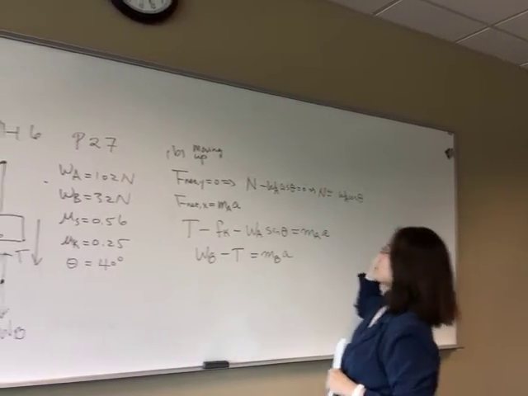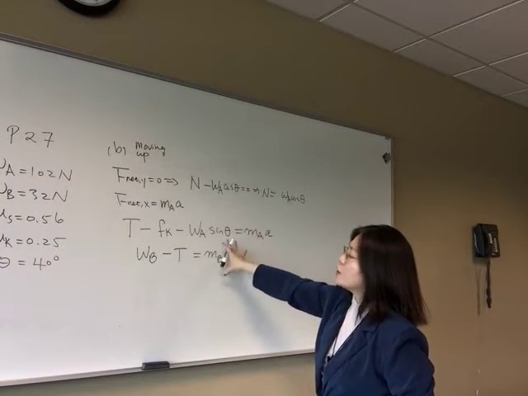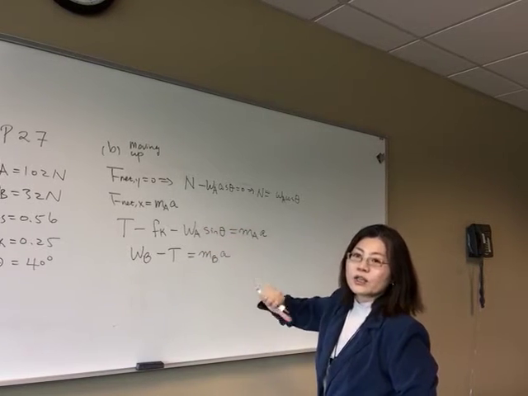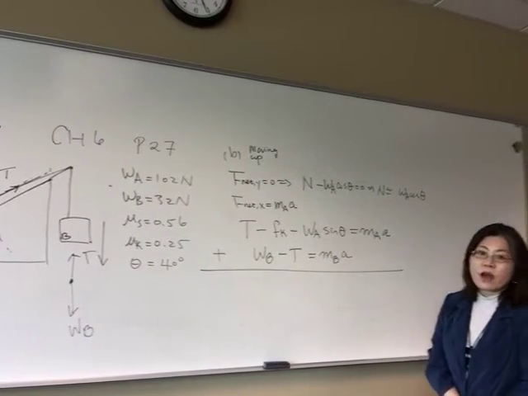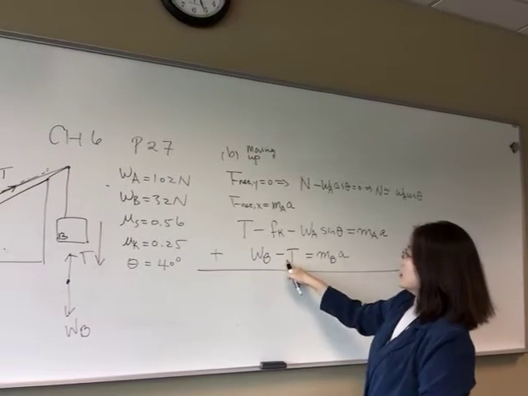Okay. Whenever you're doing an incline, you have two equations and two unknowns. You can manipulate the equations. You can add these two equations together so as to eliminate one of the unknowns. So what we have here is that the tension T gets cancelled.